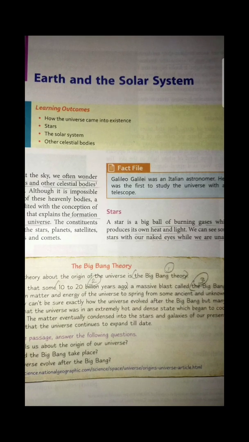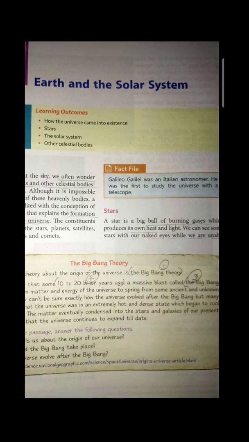Further, Galileo Galilei was an Italian astronomer who was the first to study the universe with the help of a telescope. We are able to see the universe only with the help of telescopes. So Galileo Galilei was the first person who studied the universe with a telescope.